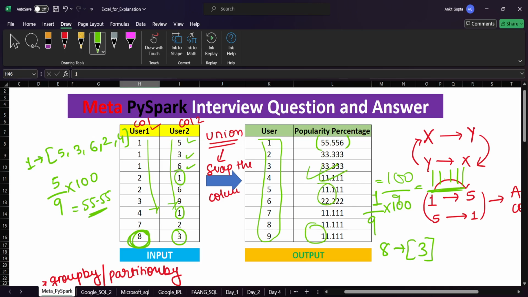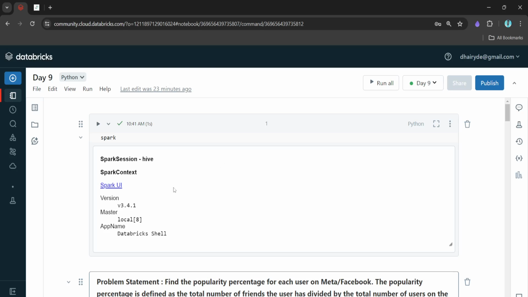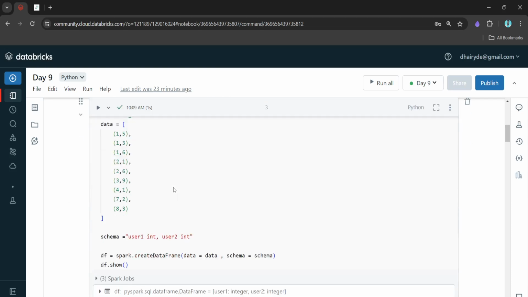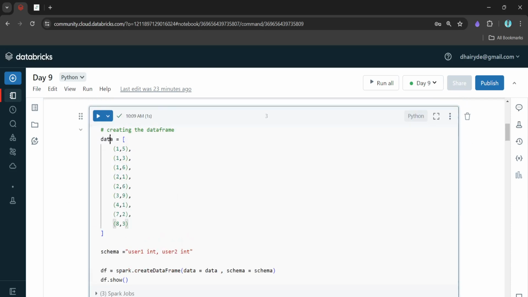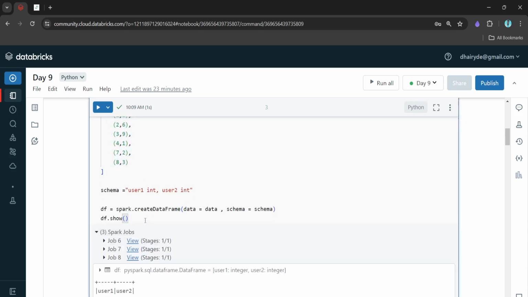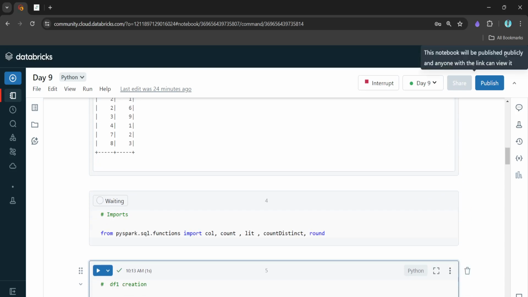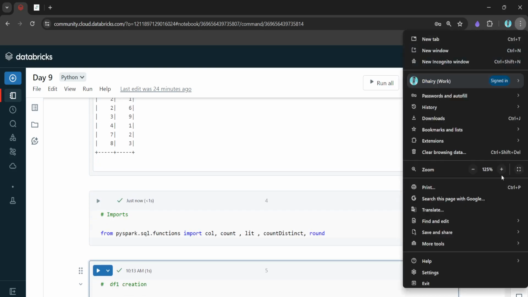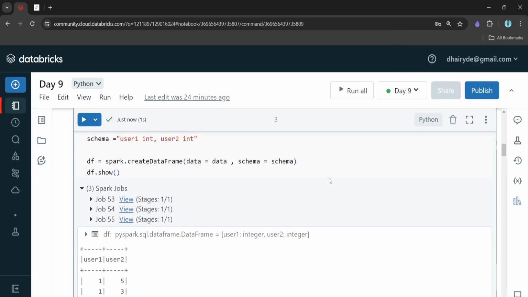And let's write the code for this, right? Okay, now here we are in the Databricks notebook. So let's write the code for this. I have created the data frame. I will provide the create statement in the description section, right? So let me run this. I hope you can see it clearly. Let me increase the size a little. Okay, now it is much better.